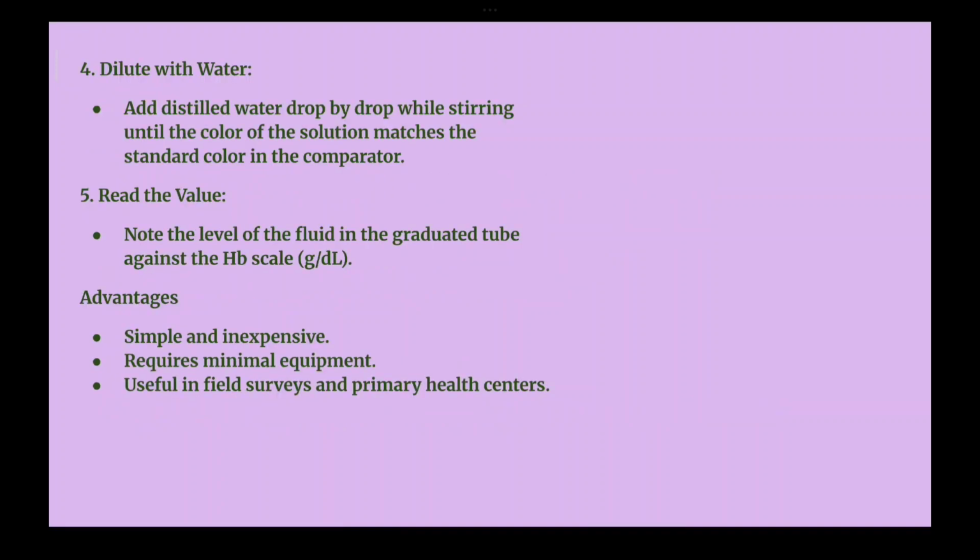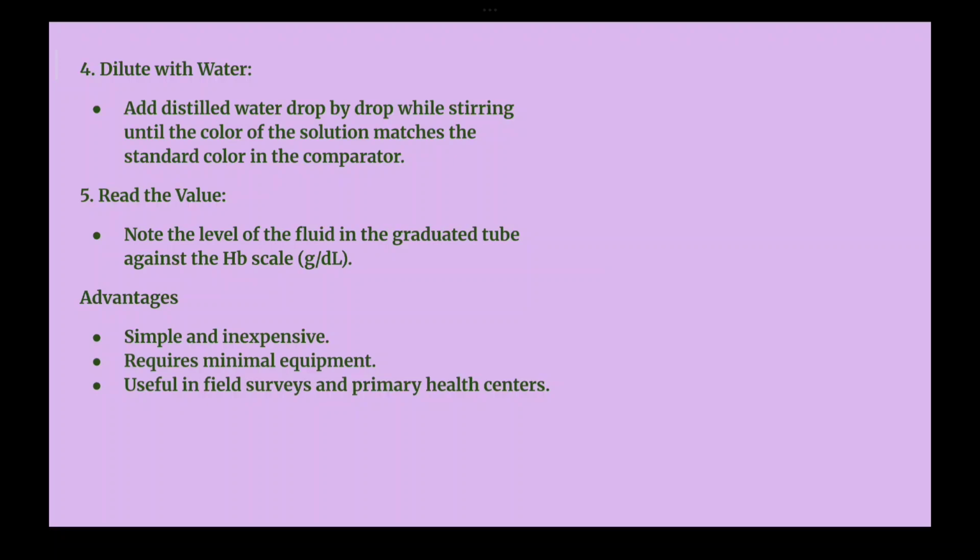Dilute with water: add distilled water drop by drop while stirring until the color of the solution matches the standard color in the comparator. Once the standard color is obtained, read the value and note the level of fluid in the graduated tube against the Hb scale, which is in gram per deciliter. So when you are diluting with water, you're supposed to add it drop by drop and stir the solution with the glass rod.